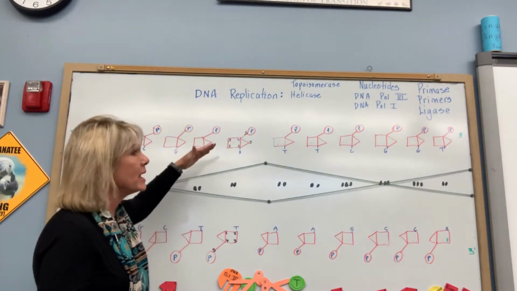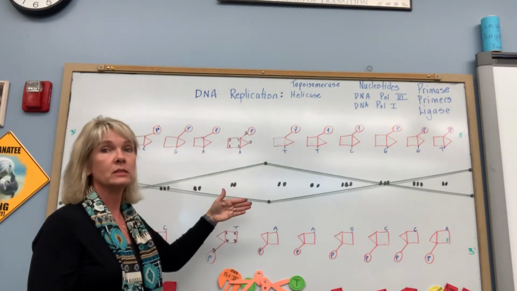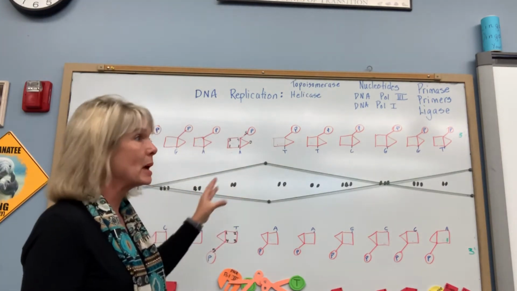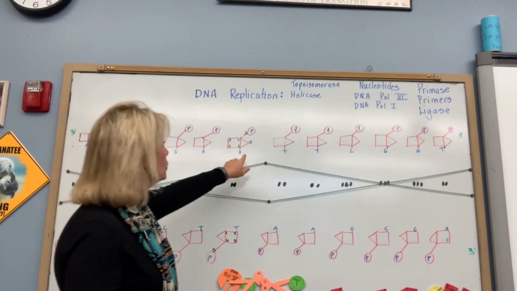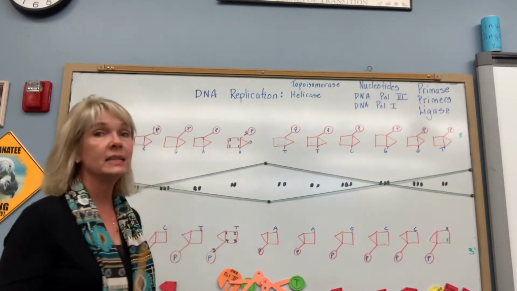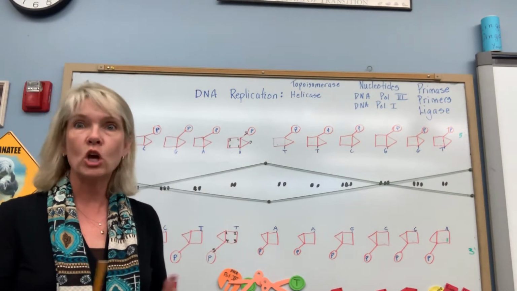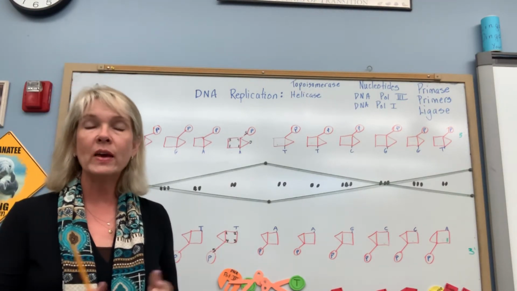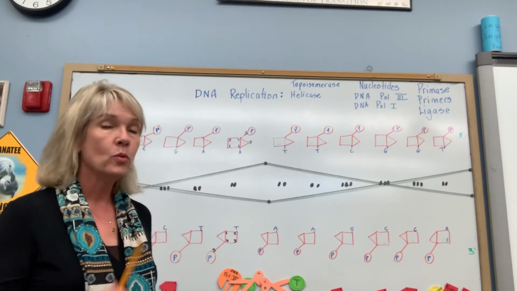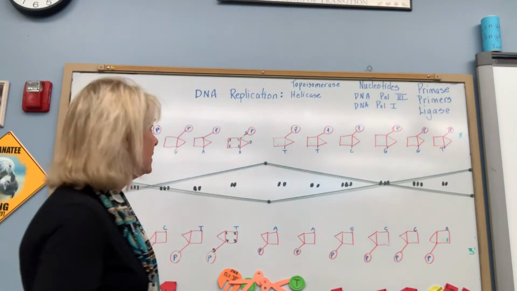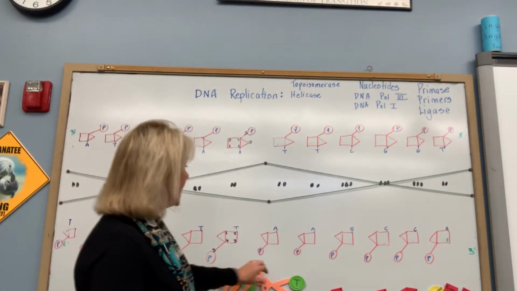If I want to make another copy of this, I've got to bring in my base pairs to pair up with the existing parent strand. Well, the first thing we're going to do is we've got to unzip this strand. We've got to take the 2 sides apart. We're going to call in our first character, and that is going to be helicase.